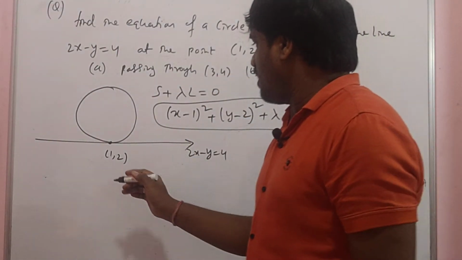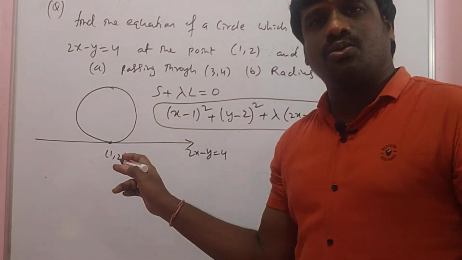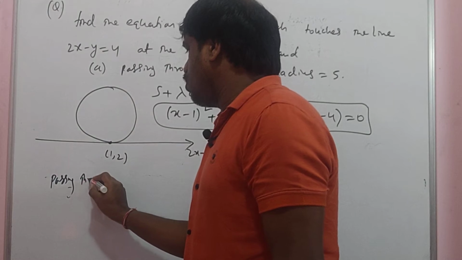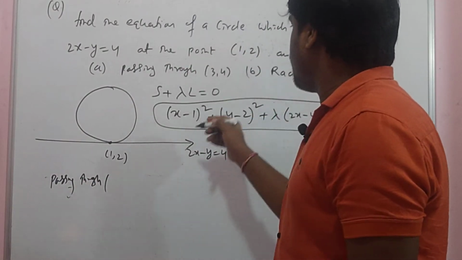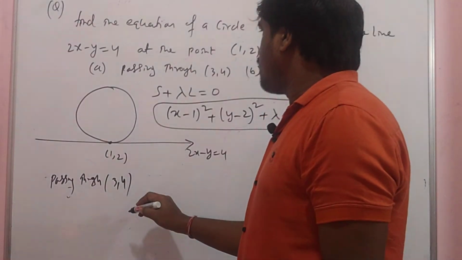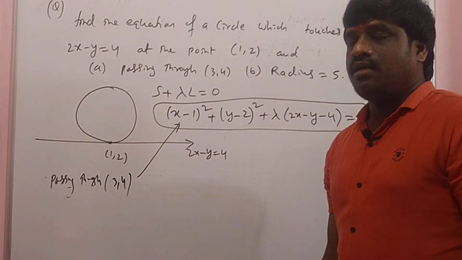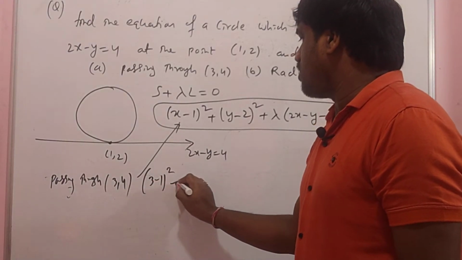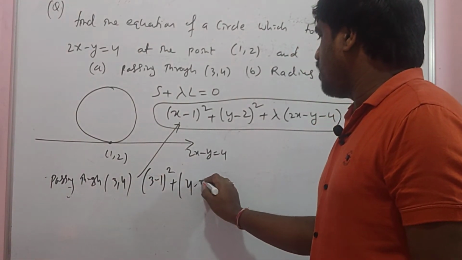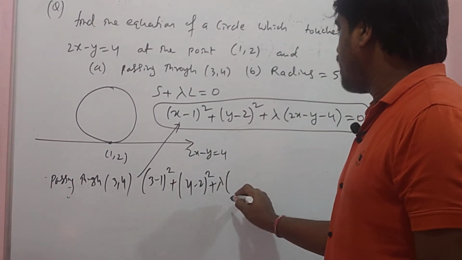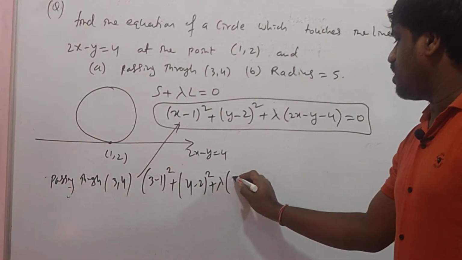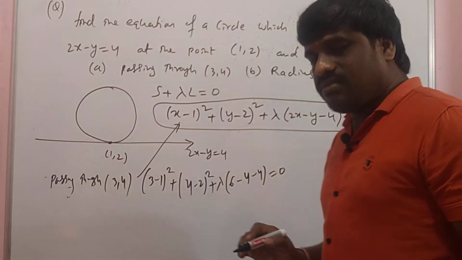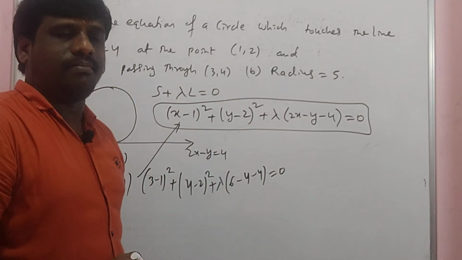So what I do here, let us find: if this circle is passing through the point, let us take that the circle is passing through this point, what is the point here, 3 comma 4. So let us substitute 3 comma 4 in this. If I substitute 3 here, I get (3 minus 1) whole square plus (4 minus 2) whole square plus lambda times (2 into 3, 6 minus y value 4, minus 4) is equal to 0. This will be helpful to find the value of lambda, correct?